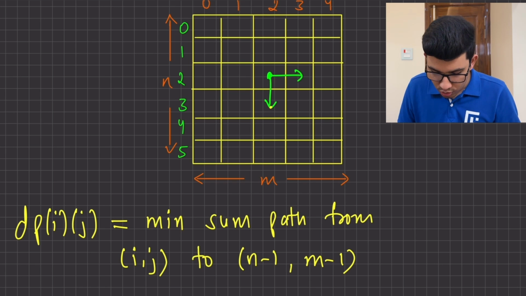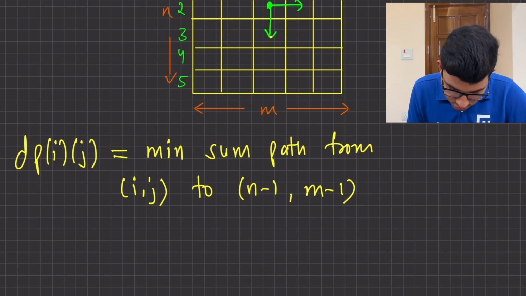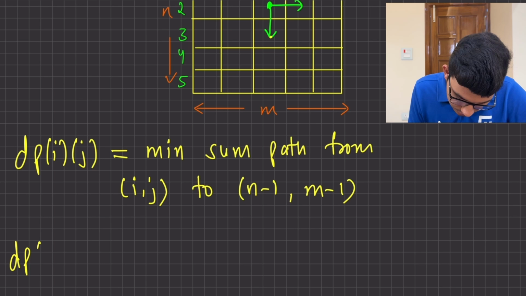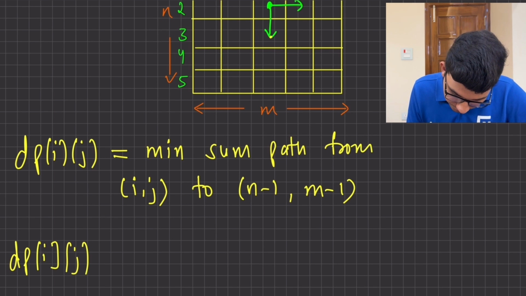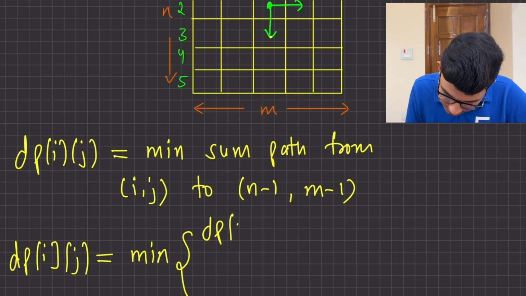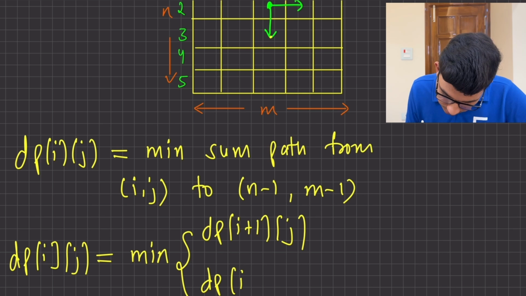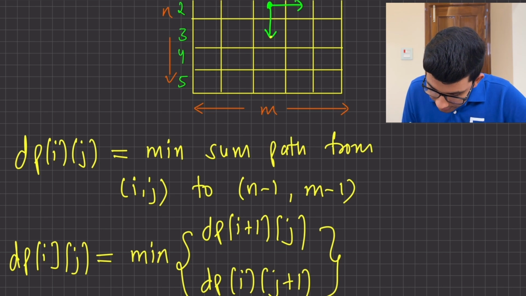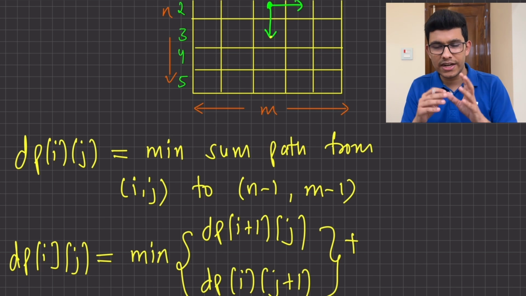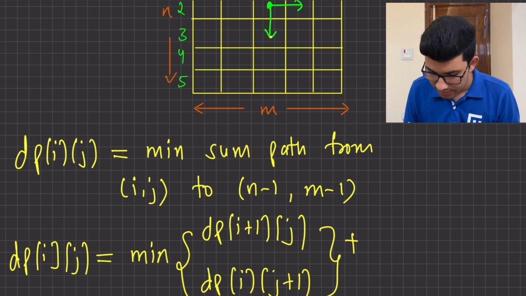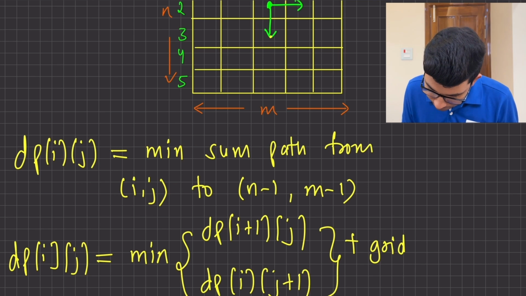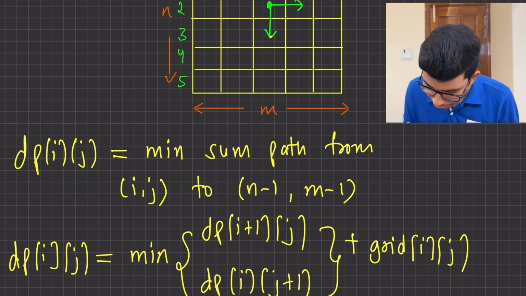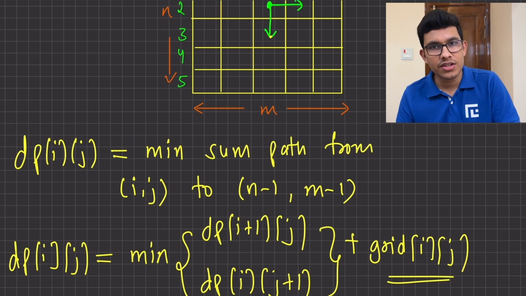So can I say I also know the transition? DP state is fine. I also know the transition that DP of i, j is equal to the minimum of these two values, which is DP of i plus 1, j and DP of i, j plus 1. And then I'm just going to add my current value to it. Let's define this entire grid with the variable grid. So I can just say add grid i, j to it. Yes, this is going to be my transition.